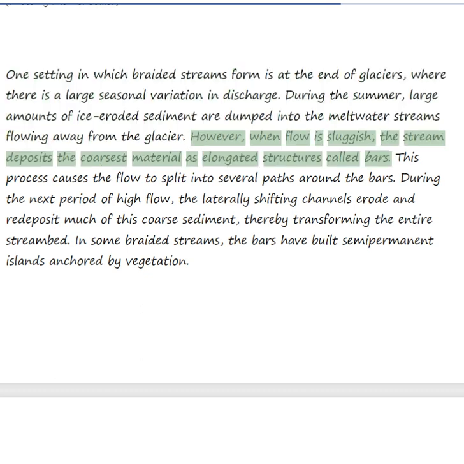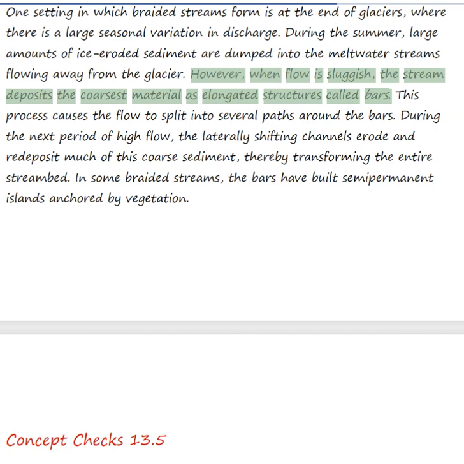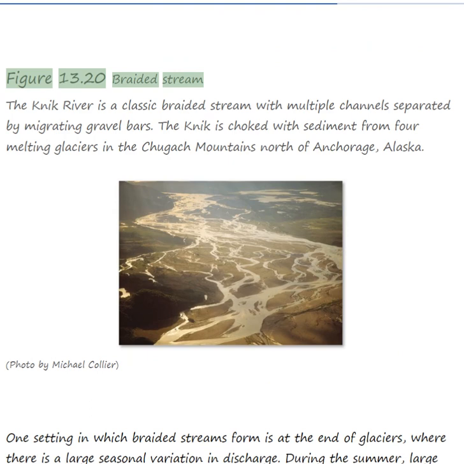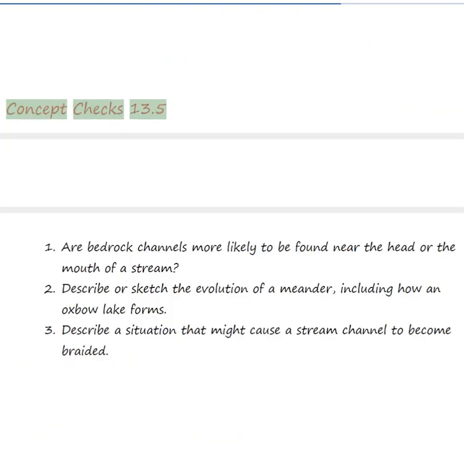glacier. However, when flow is sluggish, the stream deposits the coarsest material as elongated structures called bars. This process causes the flow to split into several paths around the bars. During the next period of high flow, the laterally shifting channels erode and redeposit much of this coarse sediment, thereby transforming the entire stream bed. In some braided streams, the bars have built semi-permanent islands anchored by vegetation. Figure 13.20: Braided stream. Concept checks 13.5.